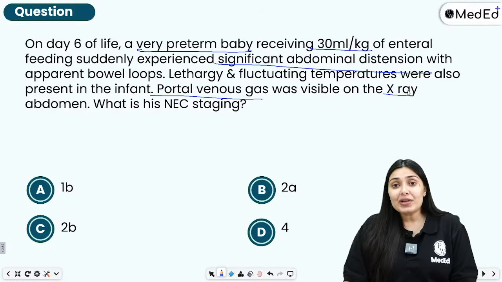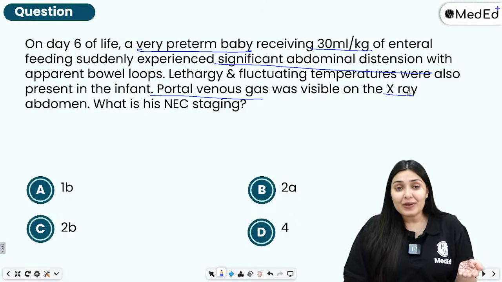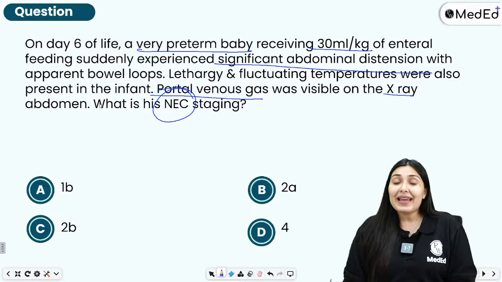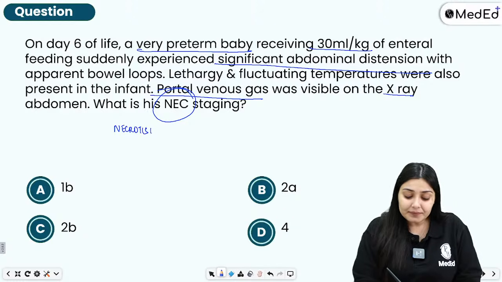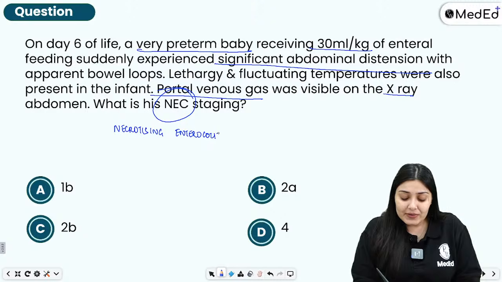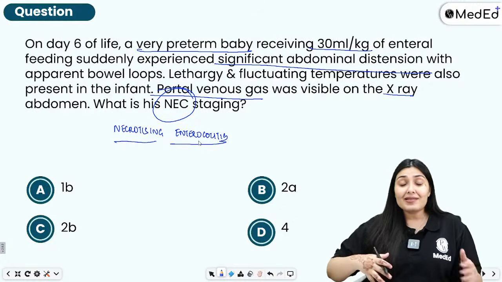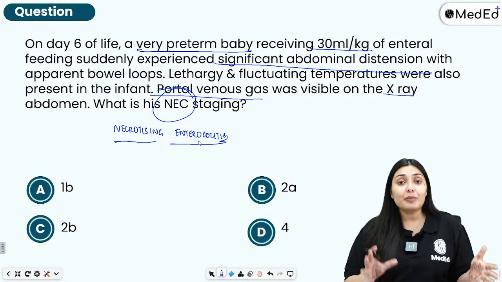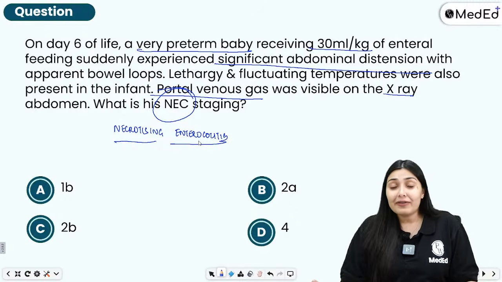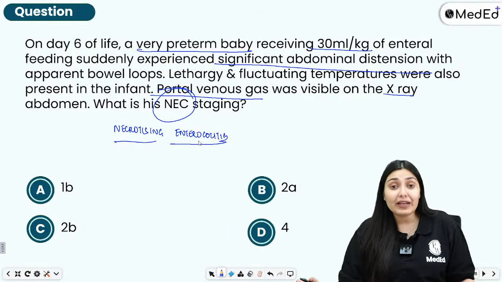What is this condition and what is the staging they are talking about? So the condition you have already read in the question stem. It is NEC. What is NEC? NEC stands for necrotizing enterocolitis. The name itself has enterocolitis, that means there is inflammation of the gut, the small intestine and the colon. Usually the terminal ileum and the ascending colon are affected over here. And this inflammation leads to necrosis and finally perforation of the gut.